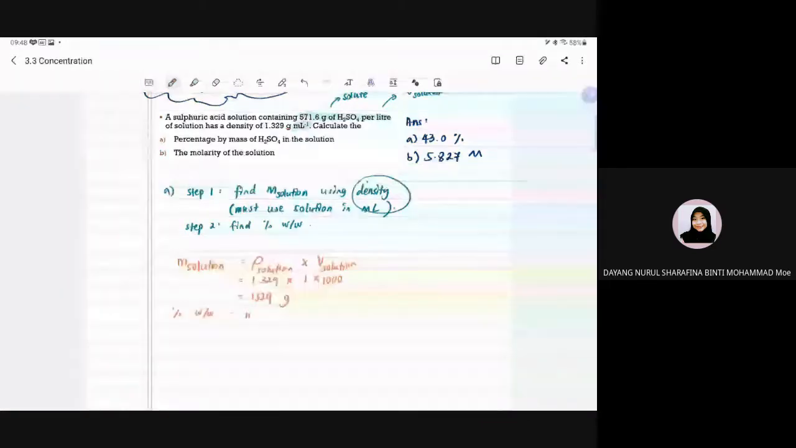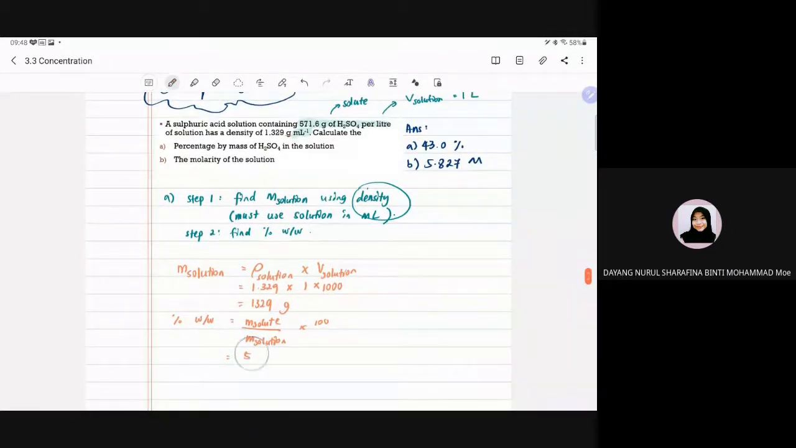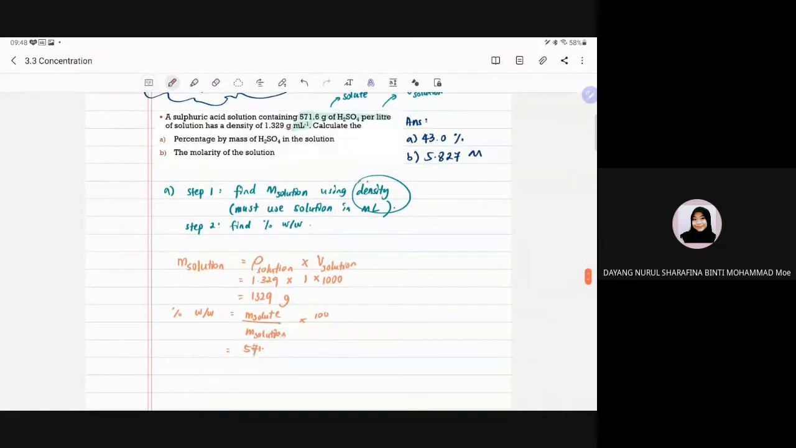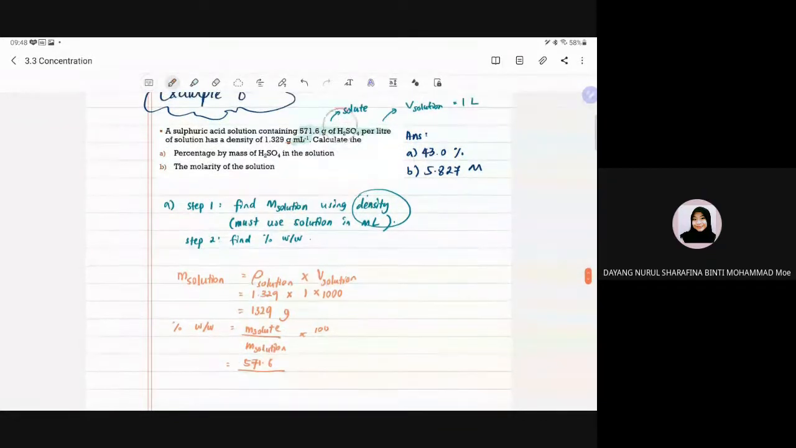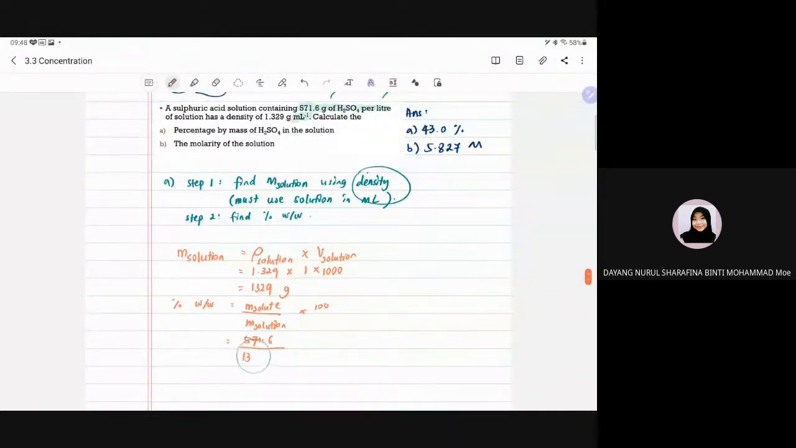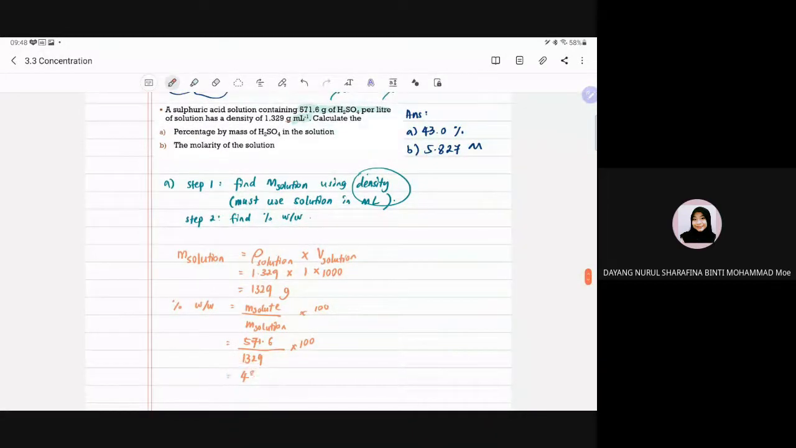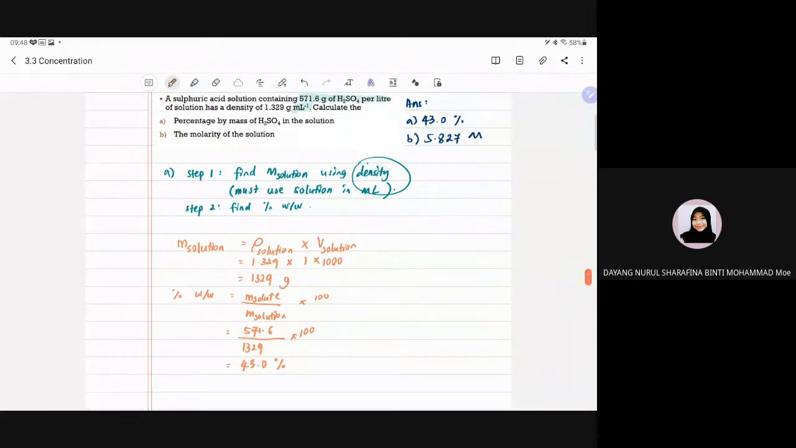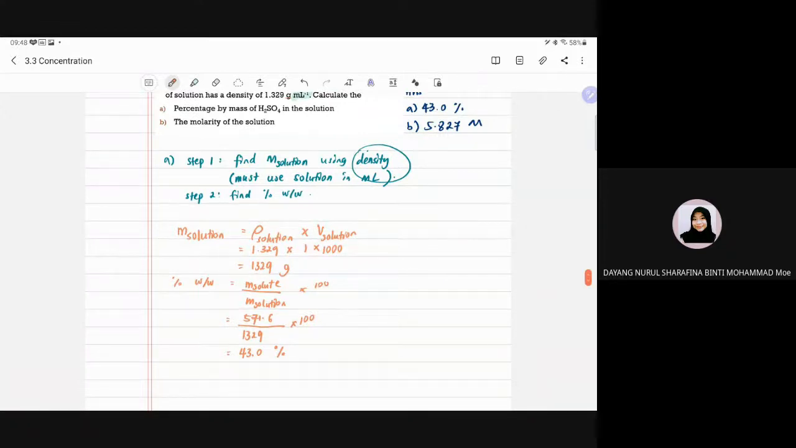Sama dengan mass of solute bahagi mass of solution darab 100. We should get mass of solute dia dah bagi iaitu 571.6 gram. Bahagi mass of solution. Mass of solution adalah 1329. 1329 darab 100. We should get the answer as 43.0%. Ini adalah jawapan dia. 43. Okay. That will be the final answer.